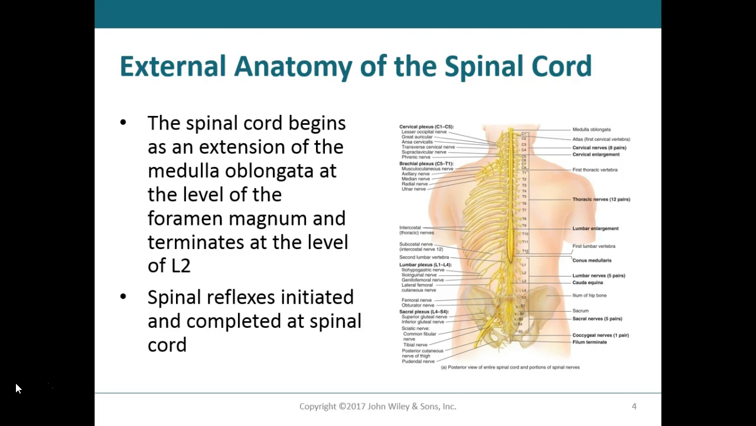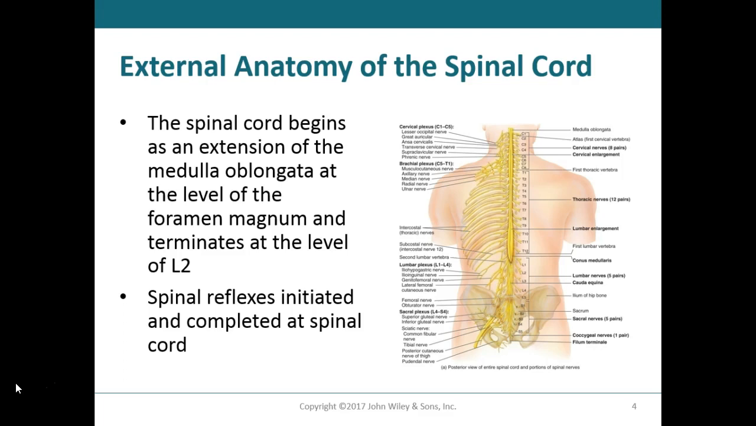As we begin looking at the anatomy of the spinal cord, we'll begin by examining the external structure. The spinal cord begins as an extension of the brain stem at the medulla oblongata and then travels through the occipital bone through that large opening called the foramen magnum and terminates at about the level of L2. Remember, that's the second lumbar vertebrae. Now, this is in adults. In newborn infants, the spinal cord extends to about the third or fourth lumbar vertebrae.